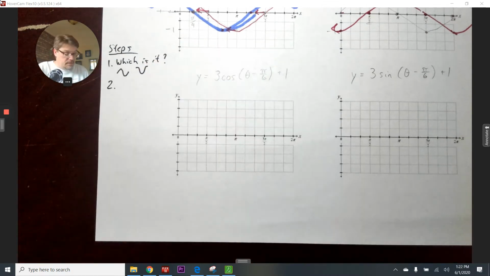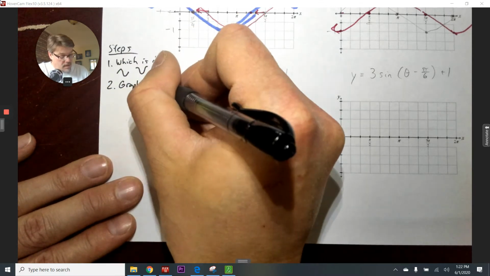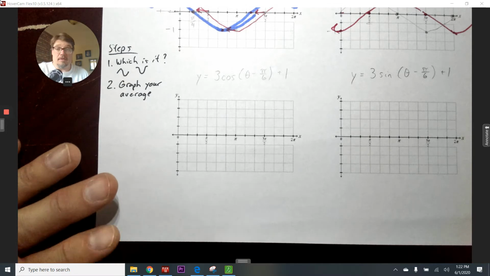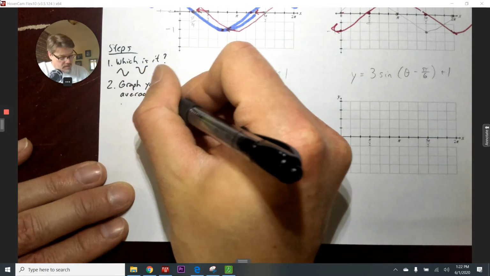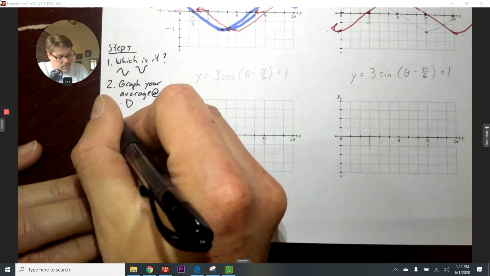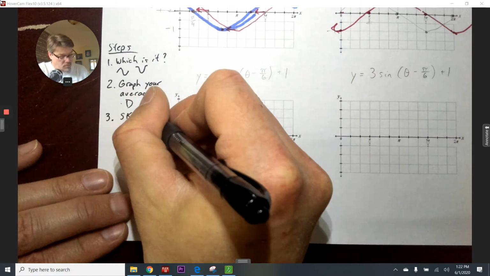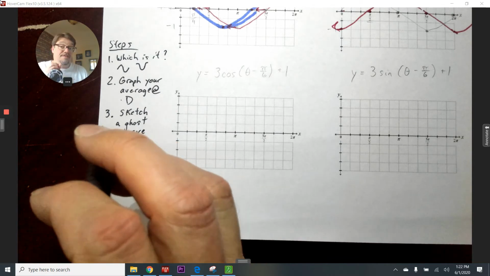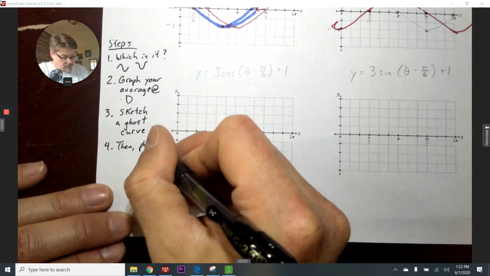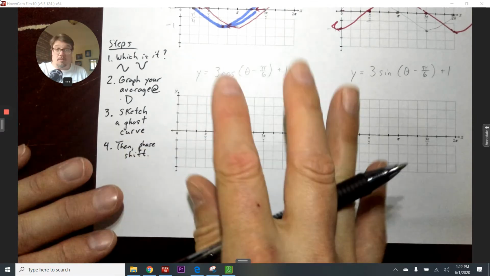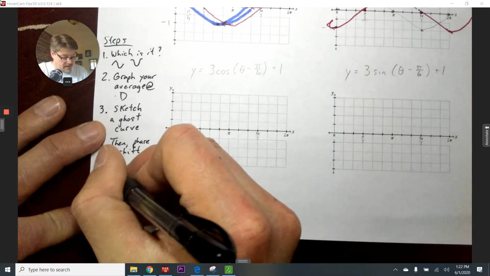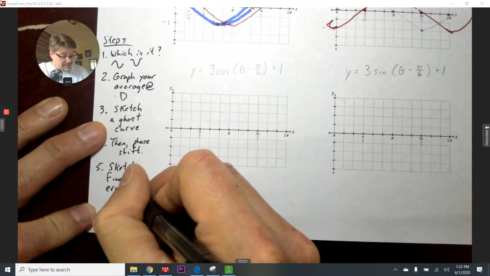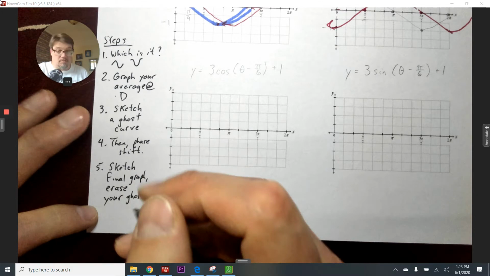Second, what you want to do is graph your average. I'm going to call it average because, again, I can't remember if it was node or mode. I think it's just graph your average. And the average is at the D value, okay? Now, the third piece is we will sketch what I like to call a ghost curve. Okay, sketch the ghost curve. Then phase shift, by using arrows like we did here, we drew arrows. Then, number 5, sketch the final graph. And then make sure that you erase your ghost. Don't leave them up there. So it's really essentially 4 steps.